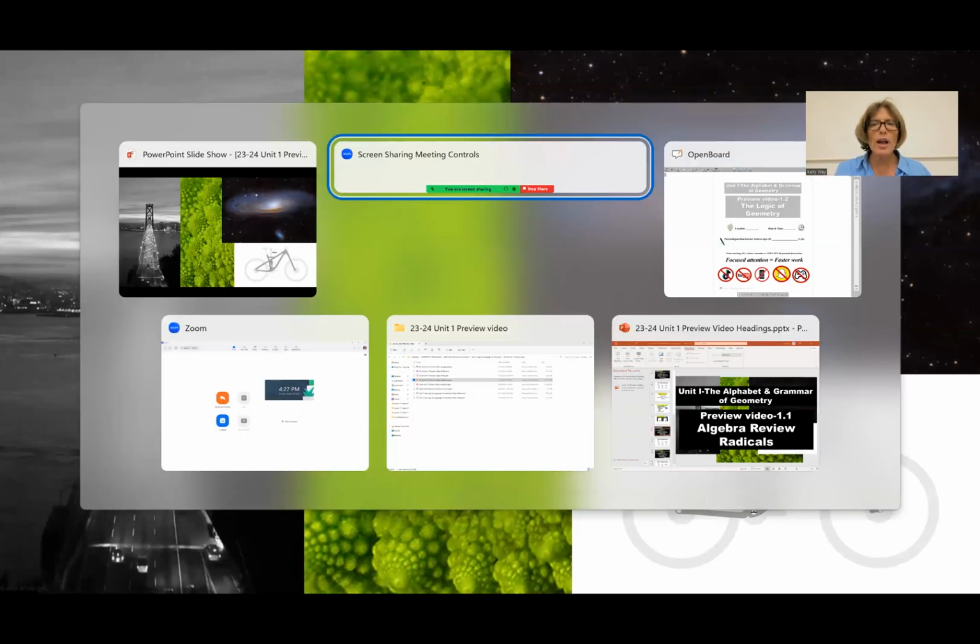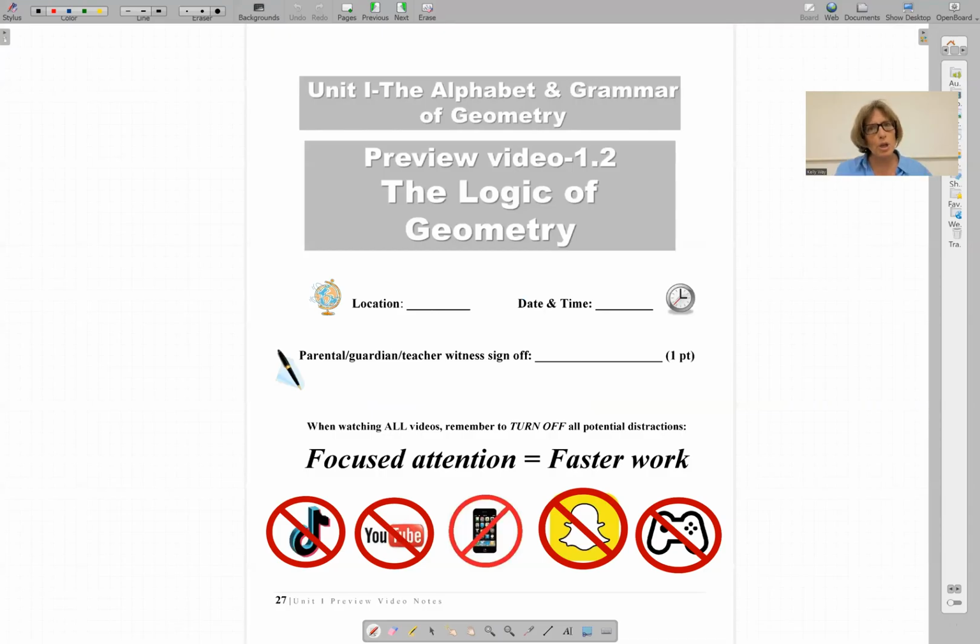Taking a look here, you're at this preview video 1.2, the logic of geometry. For this particular lesson, you're also going to need your reference booklet handy. So go grab your reference booklet. At some point, you're going to be writing in it. Don't forget date, time, location, as well as a parent or guardian sign-off.